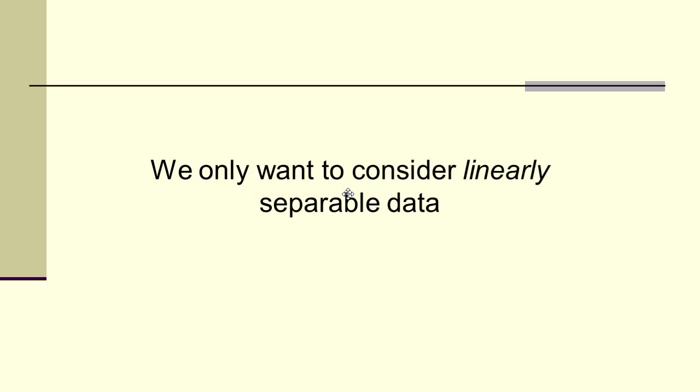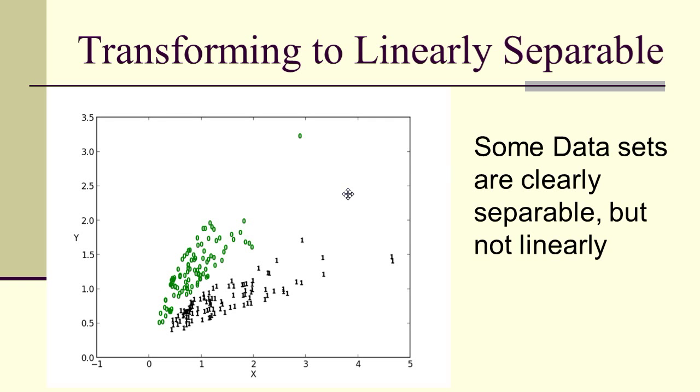Now we want to only consider linearly separable data. However, there are some data sets that are clearly separable, but not linearly, that can be transformed into a different context so that we do get linear separation. So for instance, in this case, it's clear we can't draw a straight line that separates class 0 from class 1, but we could draw some kind of a curve.